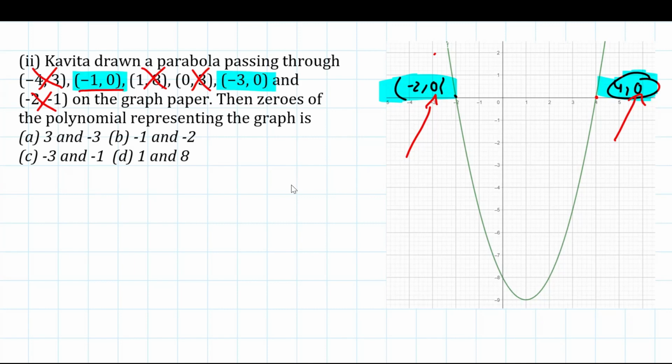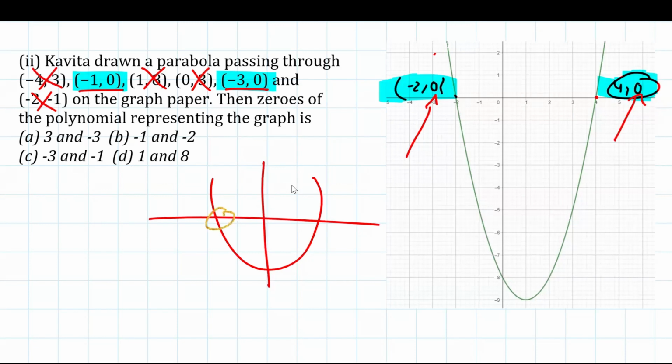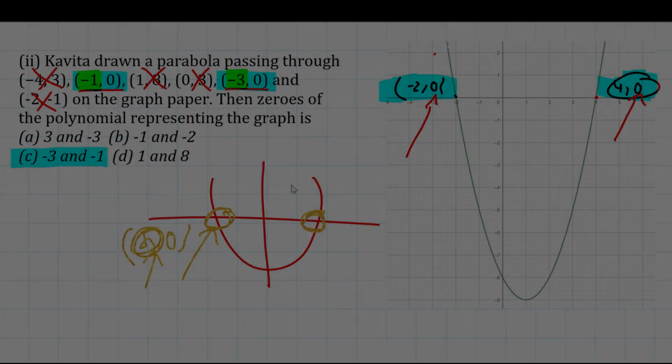So therefore these are the coordinates of the graph which touches the x-axis, and their x coordinates are the zeros of the polynomial. So what is the x coordinate? -1, and here it is -3, right? -1 and -3 are the x coordinates of the points where the graph touches the x-axis. So now we can declare -1 and -3 are the zeros of the polynomial. I can see C is the correct option in this case.